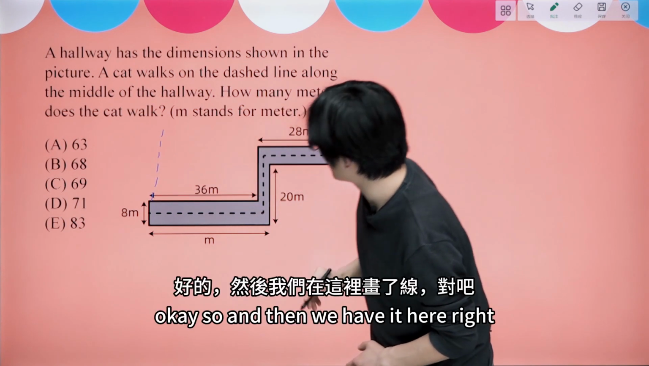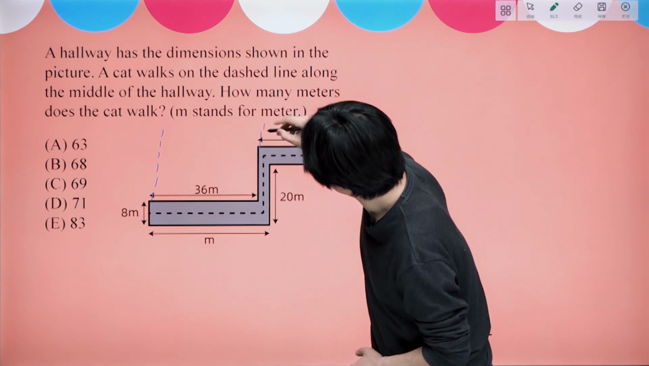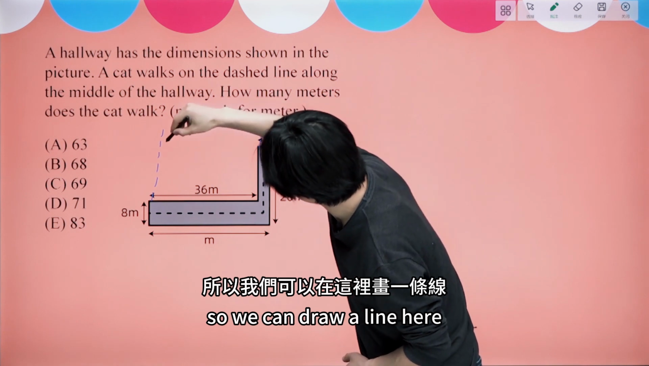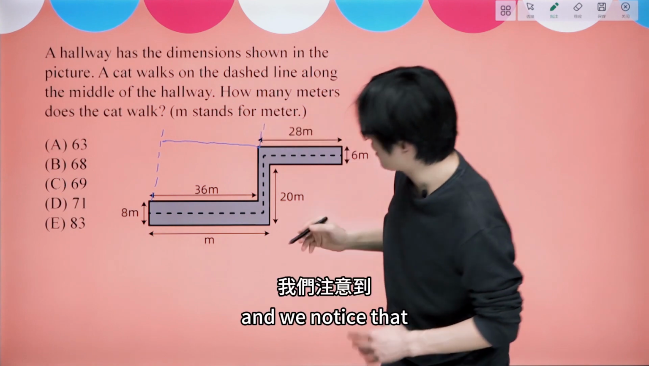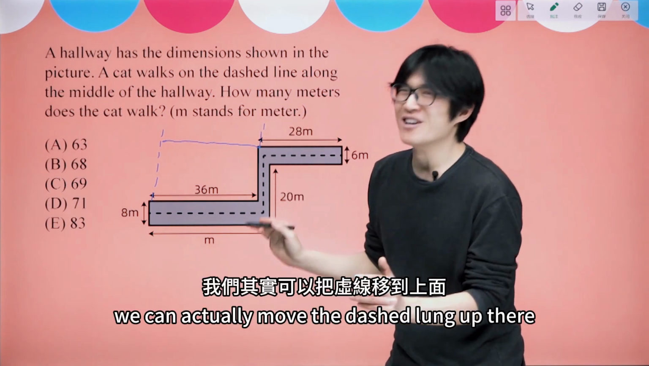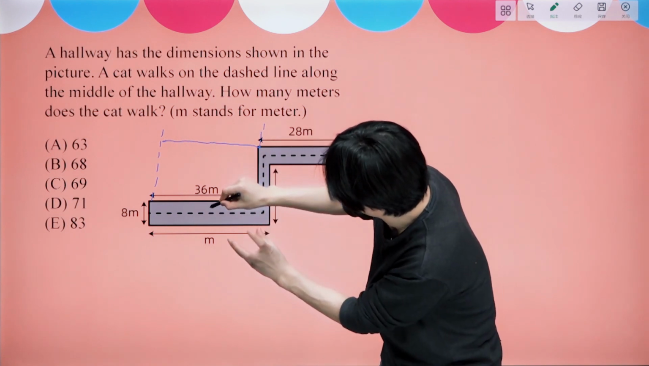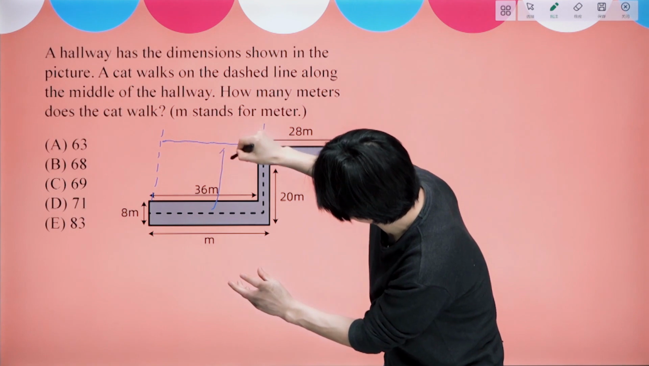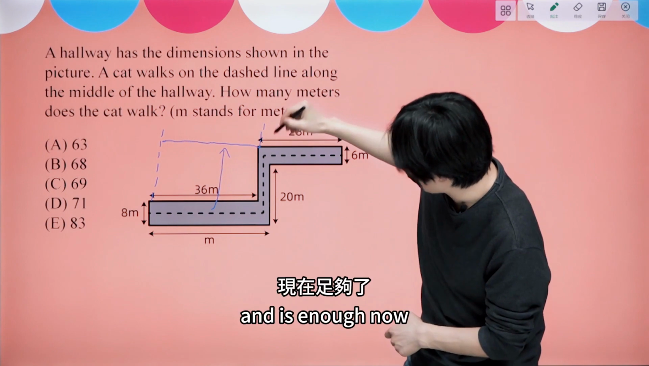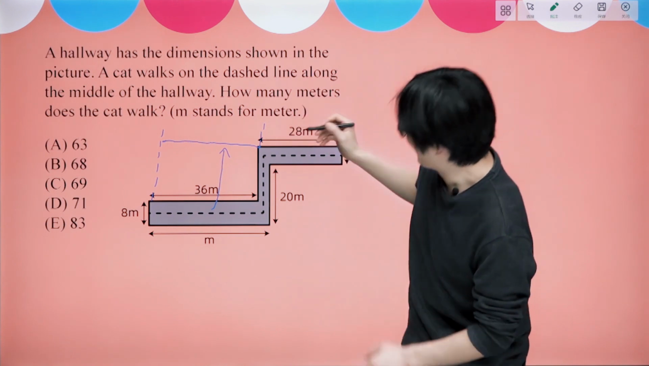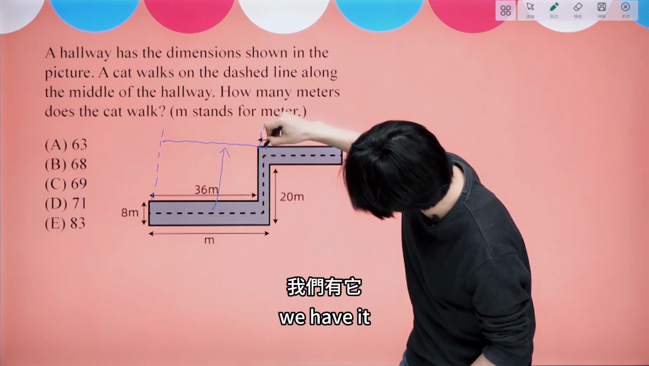Okay. So, and then we have it here, right? So we can draw a line here. Here we go. And we notice that we can actually move the dashed line up there. Let's move it. Okay. So we actually move it up there. And is it enough? No. We need to add a little bit, right? Because here we have it.